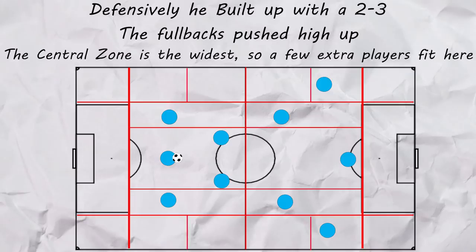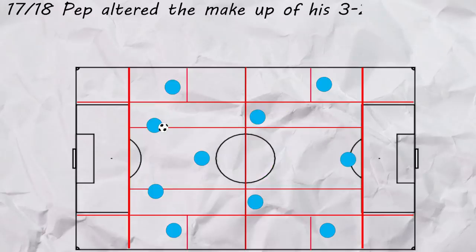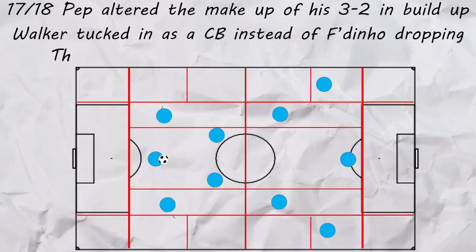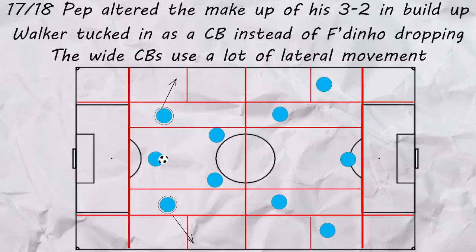Note that the middle region is the widest, so it could hypothetically be split into an extra zone, but instead extra men are just allowed vertically. After his first season, Pep shifted to a 3-2 in build-up. Walker tucks in as a third centre-back. The wide centre-backs have a lot of freedom, so if the ball is switched wide, they will often shift wide to create 2 men in the wide space.